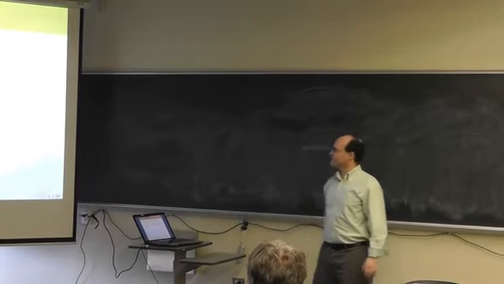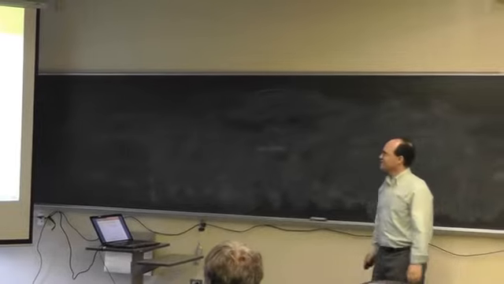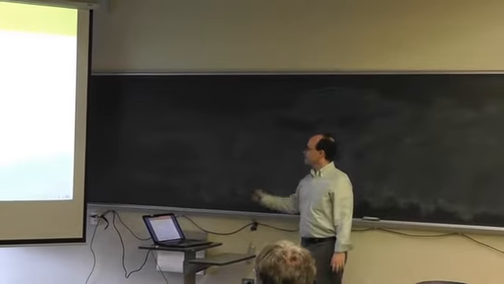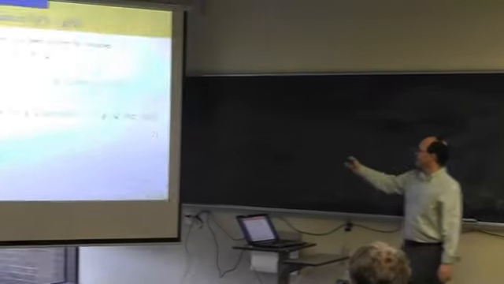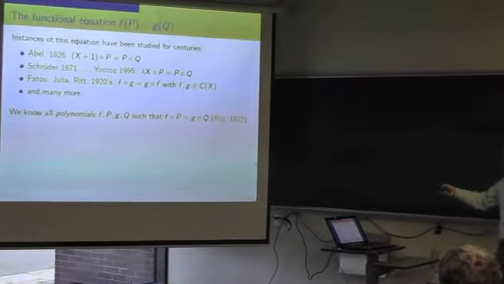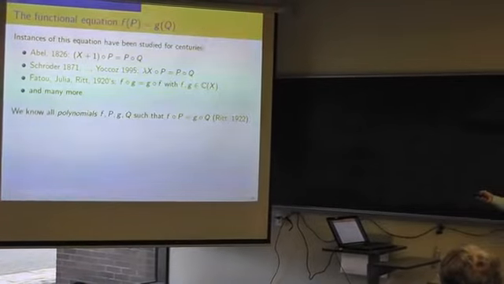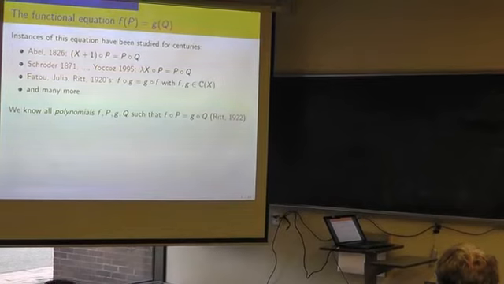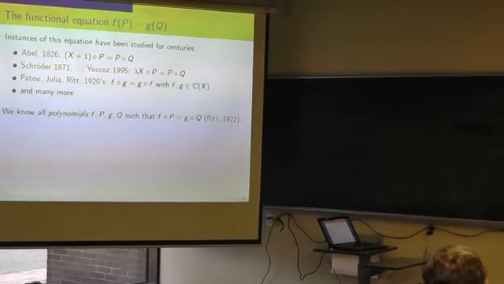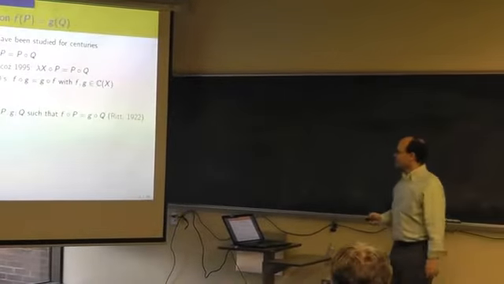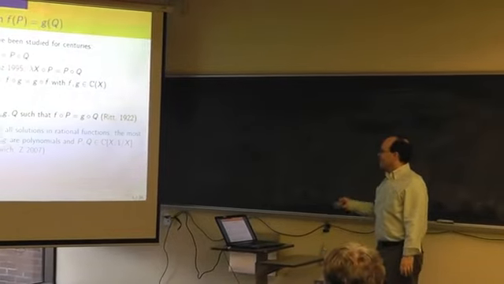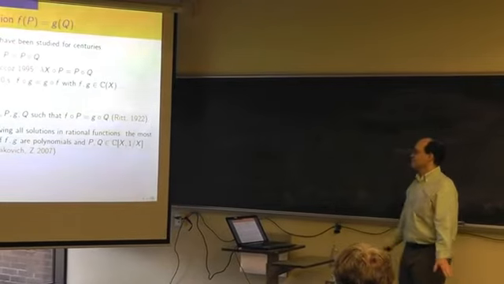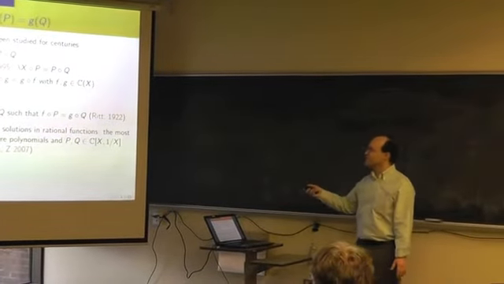So this is just to give you a quick two-minute history of the topic. There are lots of cases of this that have been studied. One that I can tell you: if you consider rational functions, you have polynomials, then Ritt did everything. And this was just tremendous. Ritt explicitly described all polynomial solutions to this functional equation. But even today, we have no hope of doing the same thing for rational functions.